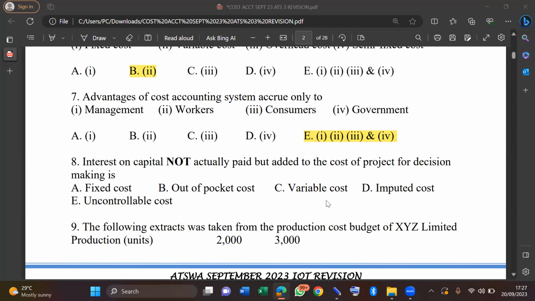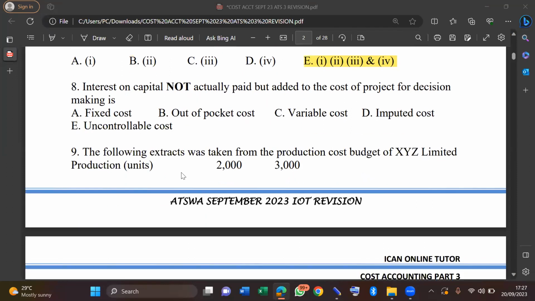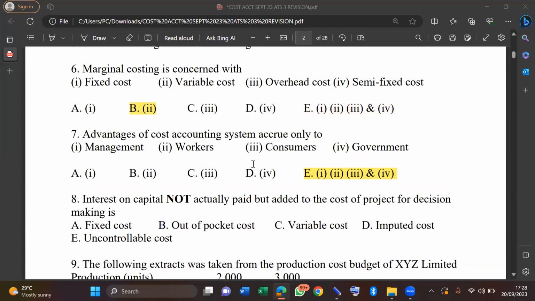Okay. While I'm waiting for your question, let's continue. Eight. Interest on capital, not actually paid, but added to the cost of projects for this. Okay. I thought the word was supposed to signify only one out of the options, sir.